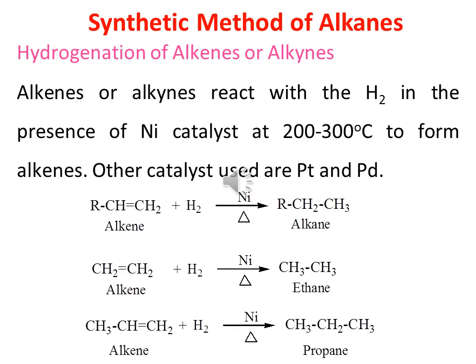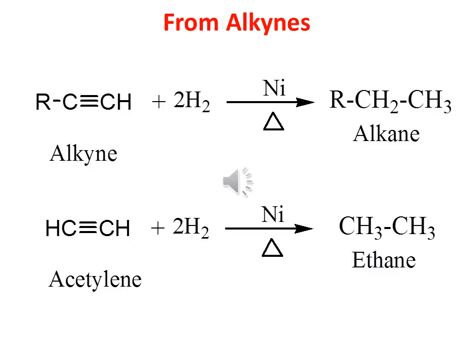Raney nickel is effective at room temperature and atmospheric pressure. If you are using nickel as the catalyst, you need elevated temperature in the range of 200 to 300 degrees centigrade, whereas the use of platinum and palladium lowers the temperature needs. With Raney nickel you may accomplish the hydrogenation of alkenes or alkynes at room temperature and normal atmospheric pressure. Again, on this slide, I am showing the Sabatier-Senderens reduction method, or the hydrogenation of alkyne. The acetylene upon hydrogenation gives ethane.